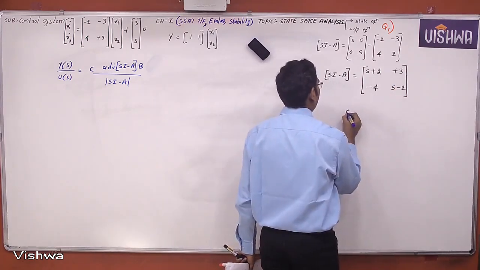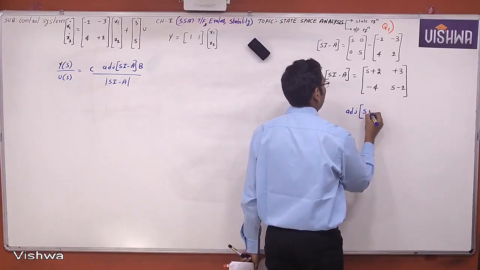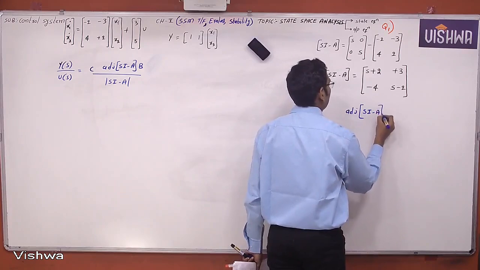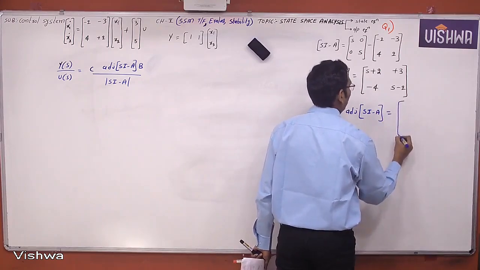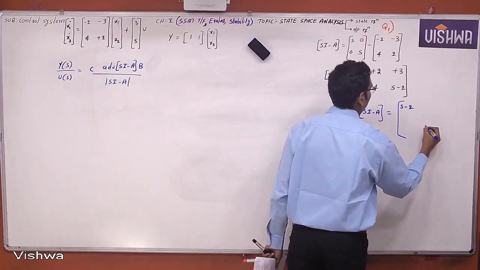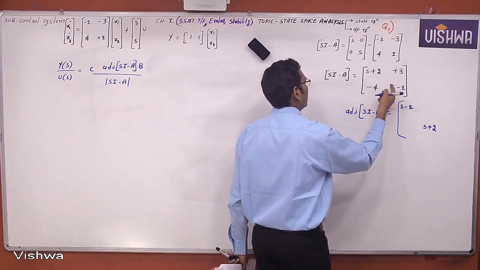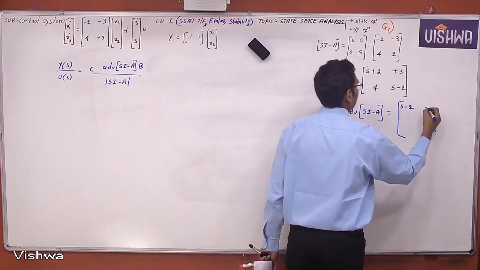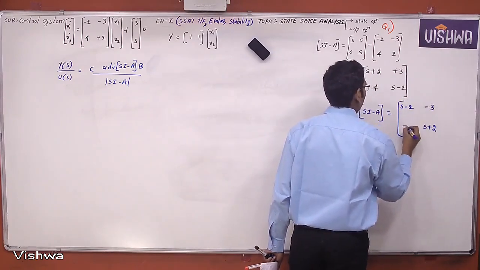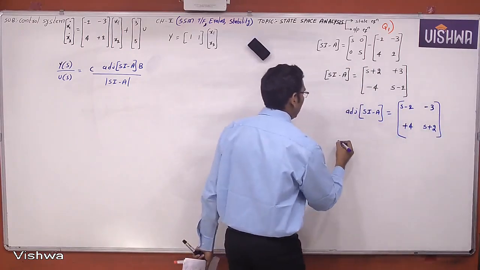First, we will find the adjoint. The adjoint of the sI minus A matrix: the diagonal element positions are changing, giving S minus 2, S plus 2, and the opposite diagonal elements change sign, giving minus 3 and plus 4. This is the adjoint. And what about the determinant?